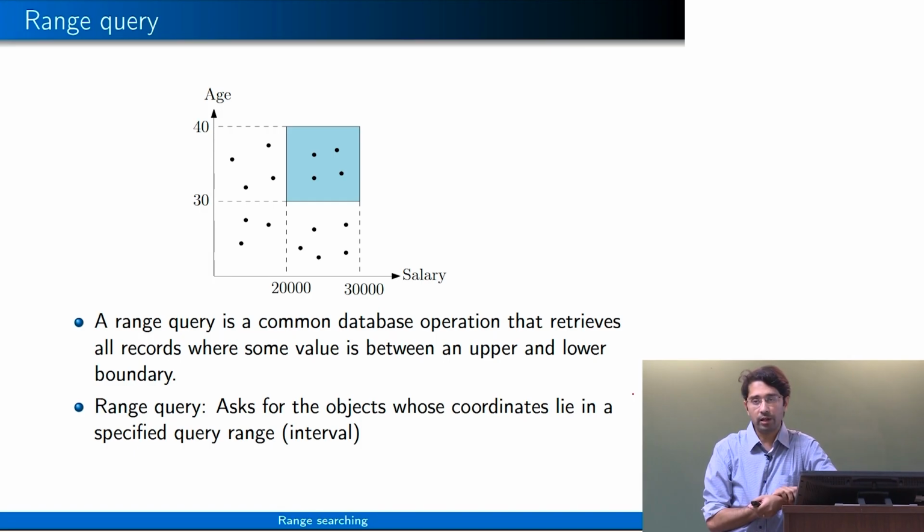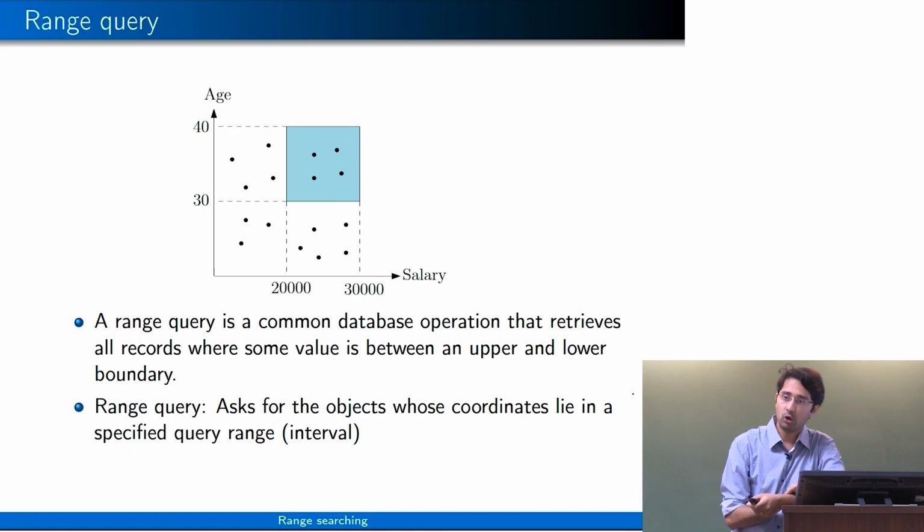Now, what you want to do is to look for a set of employees whose salary and age belong to a range. For example, here we are looking for the set of all employees whose salary is between 20,000 and 30,000 and age is between 30 and 40. If you are familiar with database management systems, this is a very common kind of query.